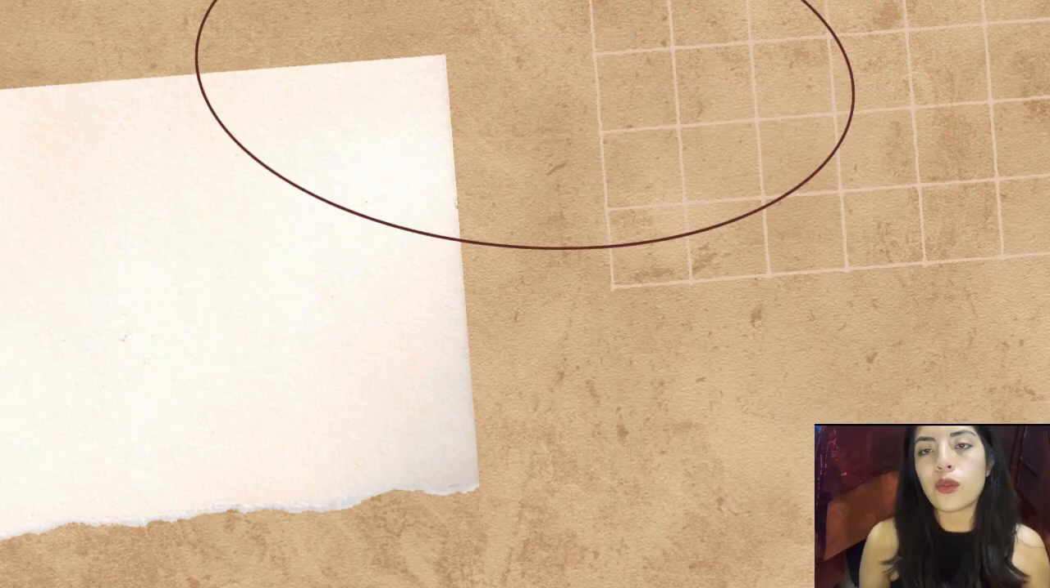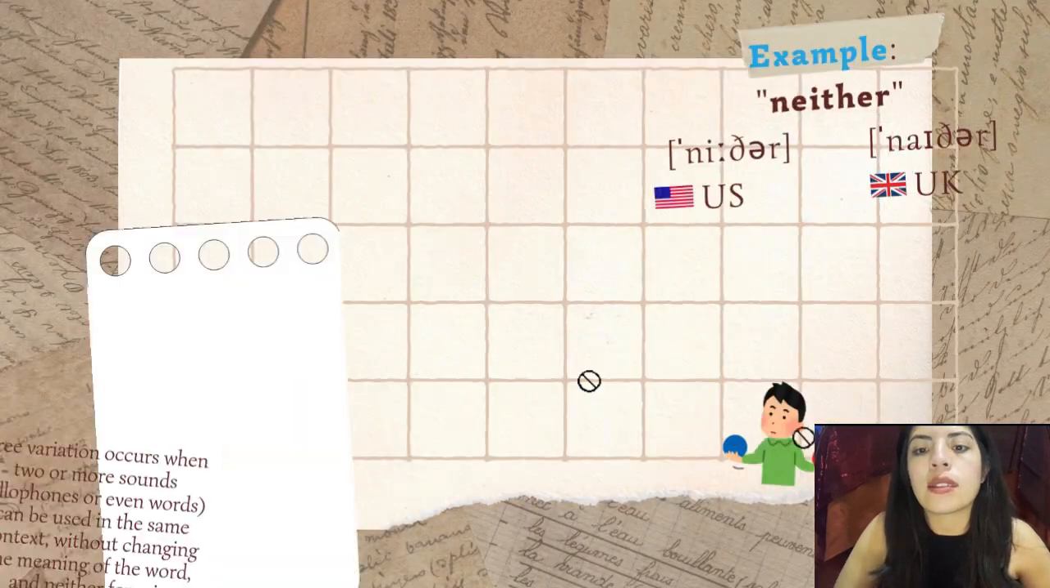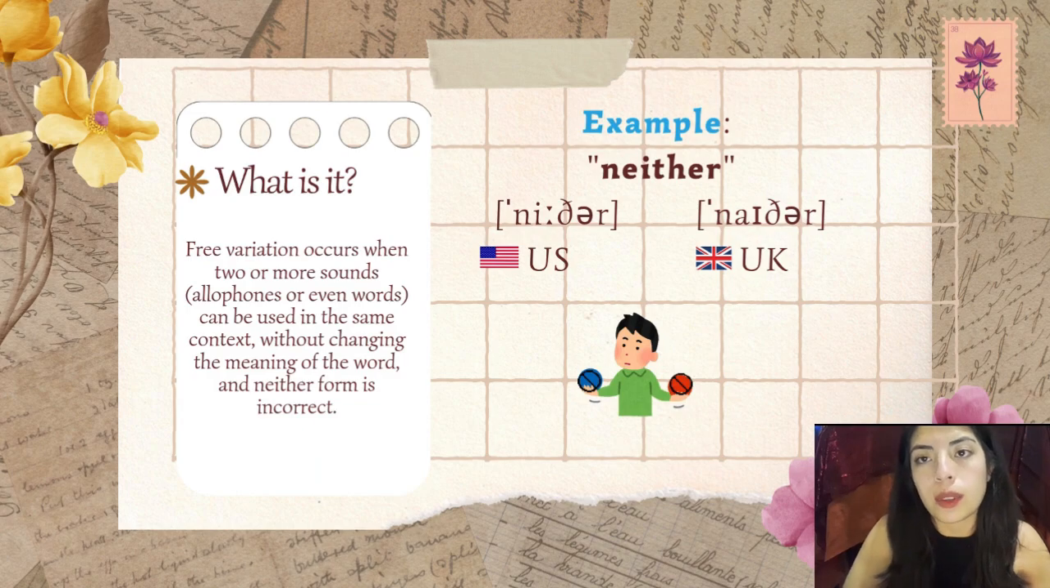Now, what is free variation? It occurs when two or more sounds can be used in the same context without changing the meaning of the word. For example, in the word neither. In the US, it could be pronounced like neither, but in the United Kingdom, the same word can be pronounced as neither. In other words, free variation refers to a different pronunciation of a word. It means the same, but the little difference is the pronunciation.